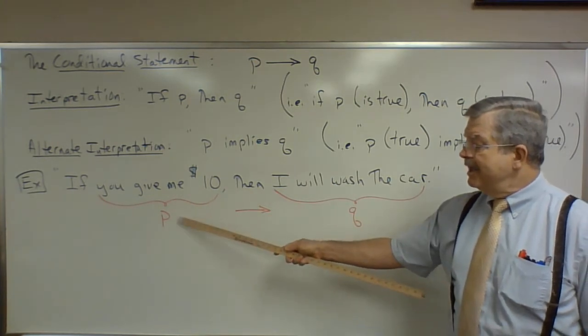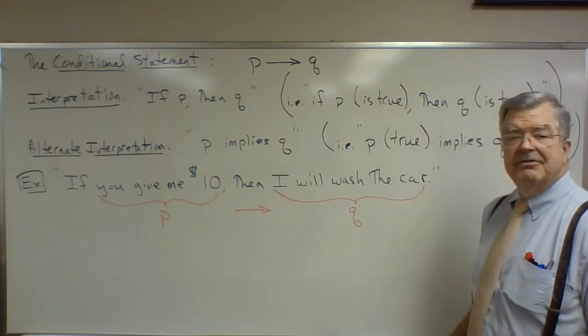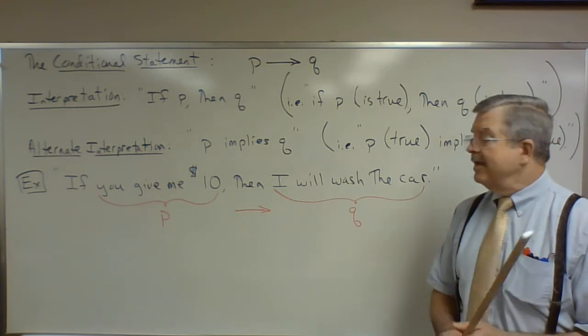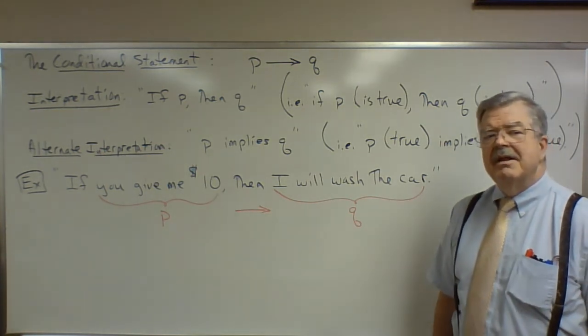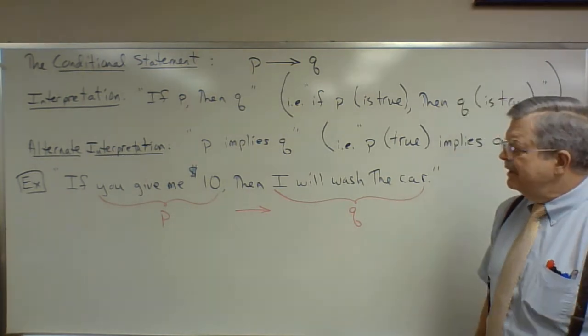So if P is false and Q is false, I haven't lied. This statement is still true. Now let's look at the last possibility.